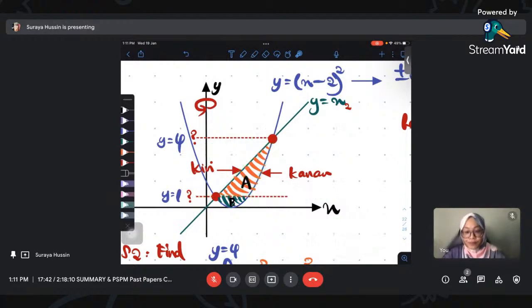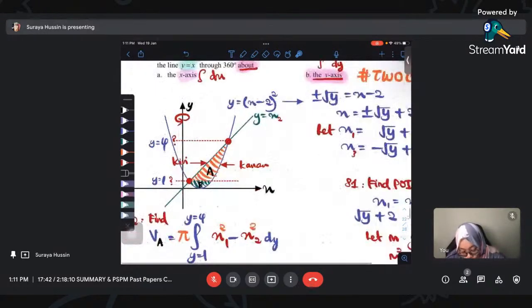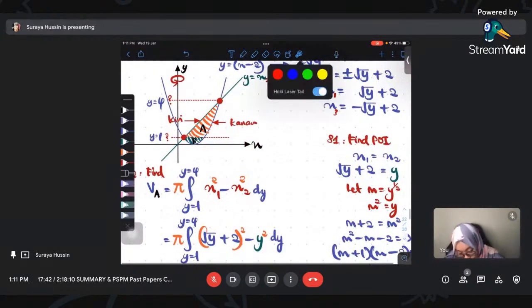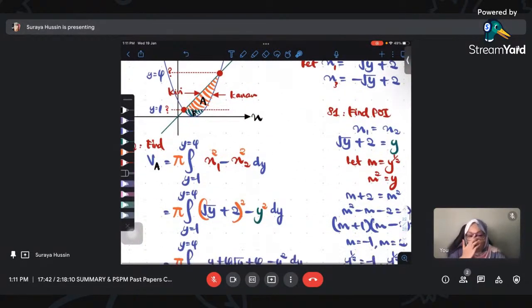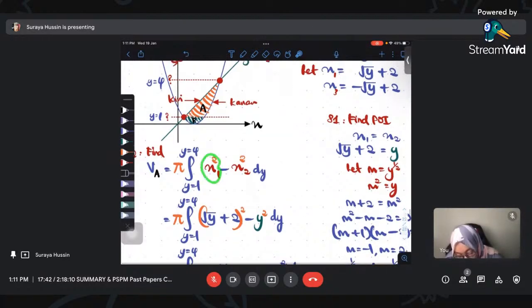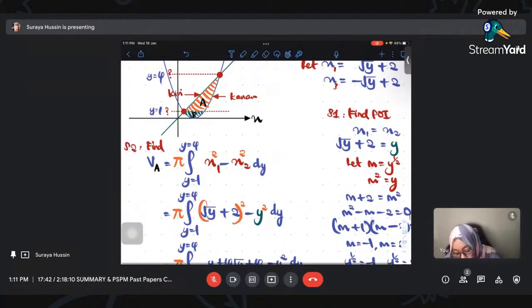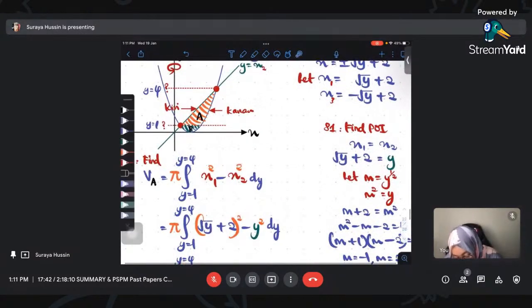Okay, so saya lepaskan ya. So it will disappear. So now saya explain dulu bahagian region A, volume of A. So guys, volume of A, siapa tolak siapa? It's according to kanan tolak kiri. So kanan dekat sini adalah quadratic. Quadratic yang dalam function X lah. Okay. So this is it.